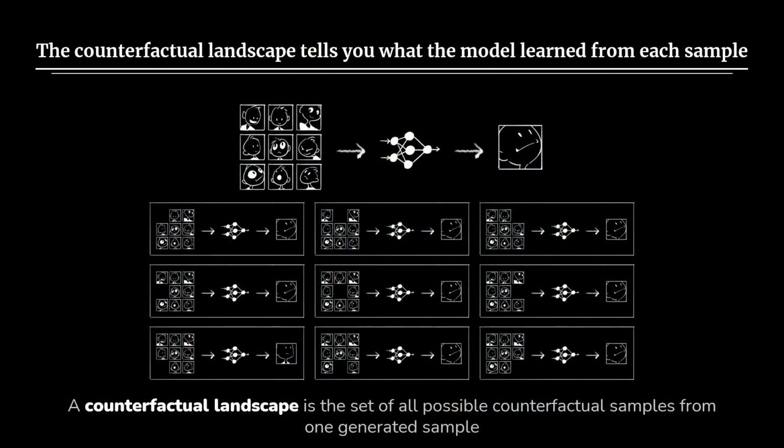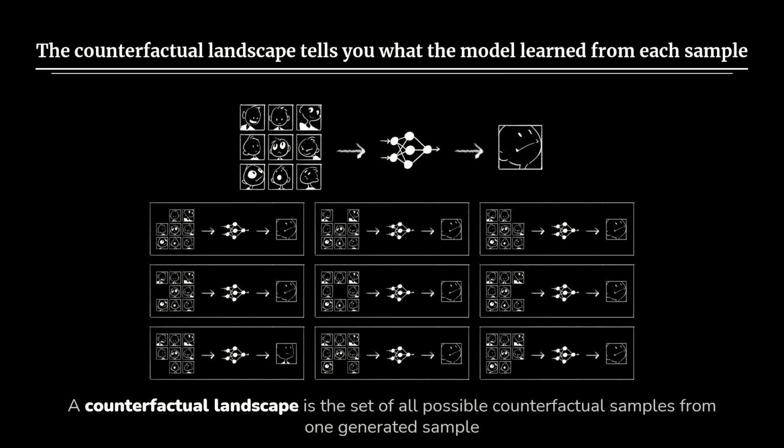Okay, so that tells you if a model learned from a piece of the training data, but that doesn't tell you the whole story, right? What you really need to do to learn the full story is to look at the entire counterfactual landscape, the sum total of all possible counterfactuals. So that's what I'm illustrating here.